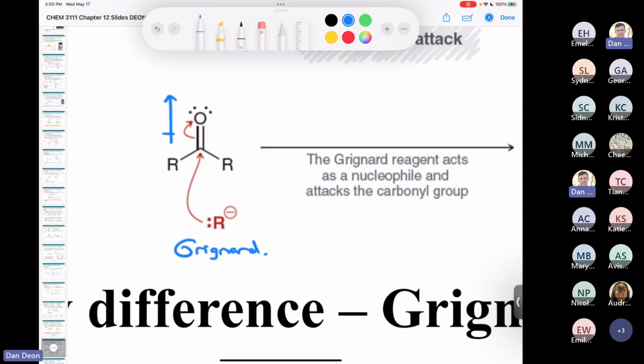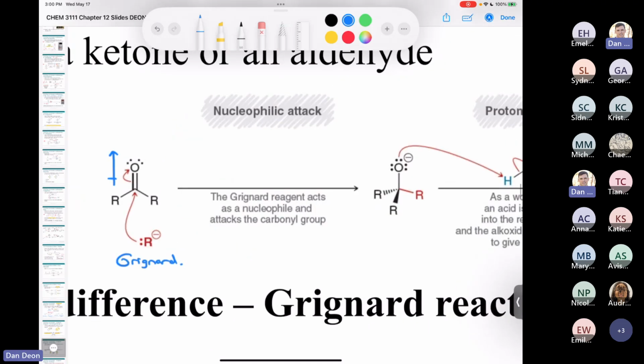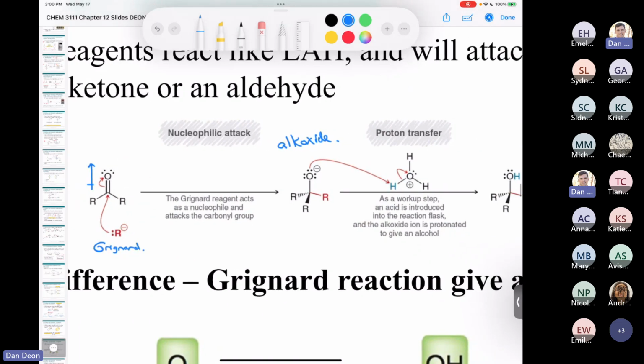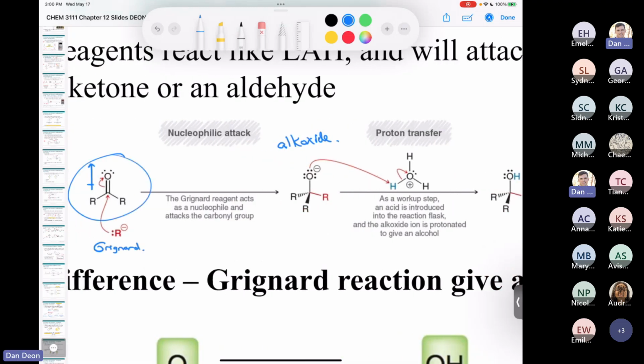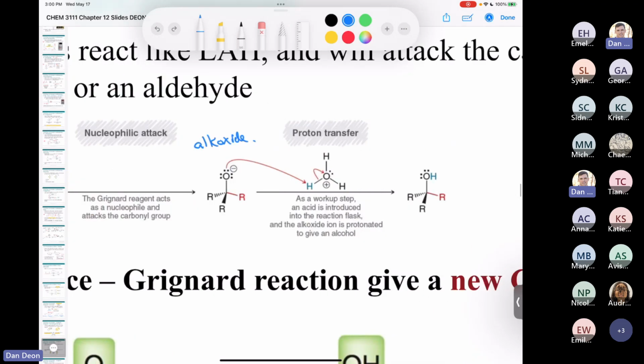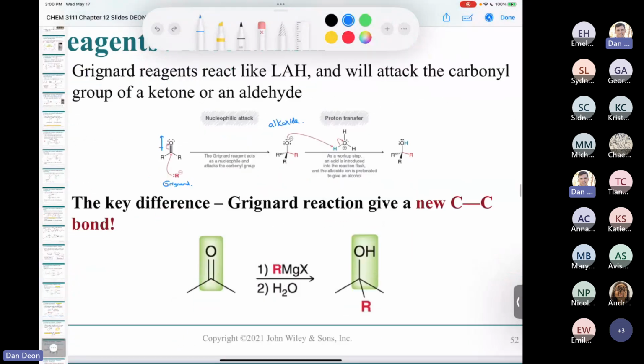Because we have a dipole going towards the oxygen. That would give us an alkoxide. And if we could protonate that alkoxide, that means that we could convert a ketone to a tertiary alcohol. And we can do that, as you see. Notice that in the second step, we use hydronium, aqueous acid.